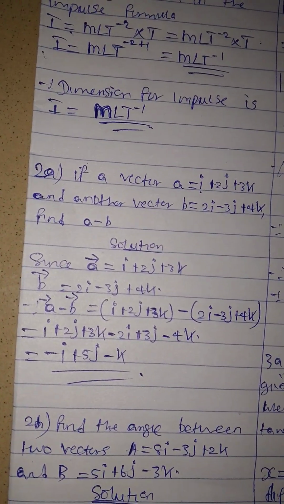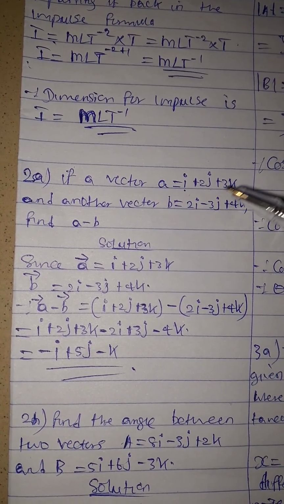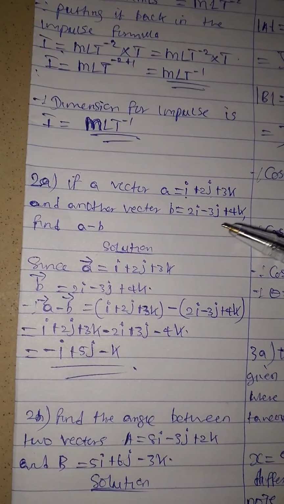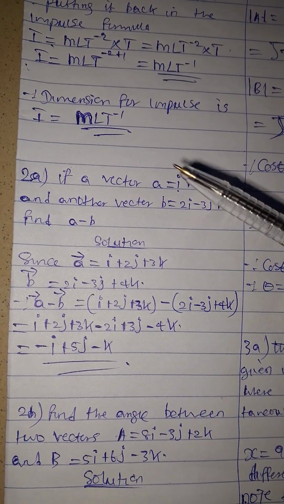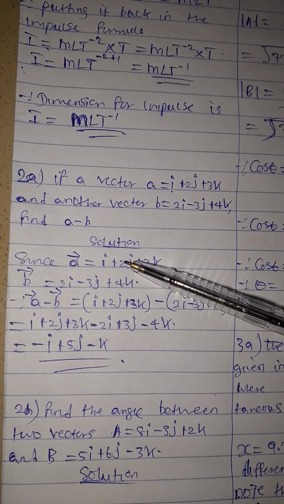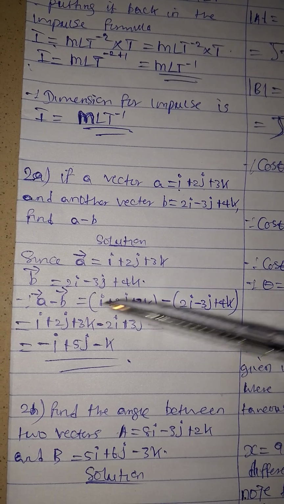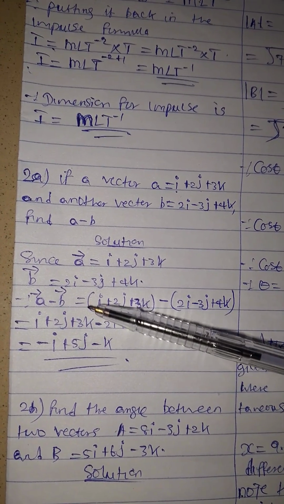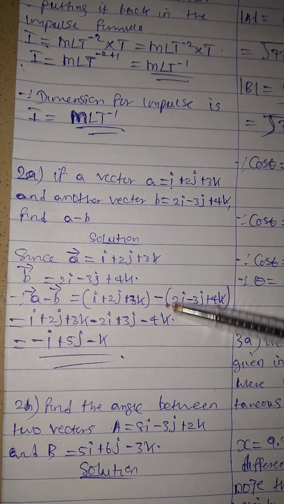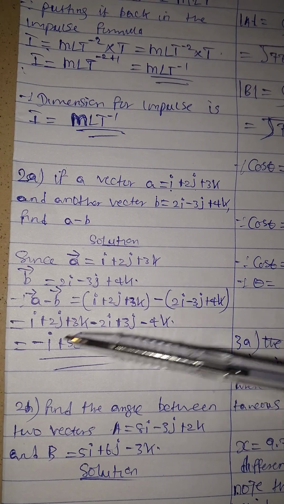Now I have question number 2. It says that if a vector A is equal to i plus 2j plus 3k, and another vector B is equal to 2i minus 3j plus 4k, we have to find A minus B. Solution: to find A minus B, we have A in brackets, i plus 2j plus 3k, minus B in brackets. So that becomes i plus 2j plus 3k.